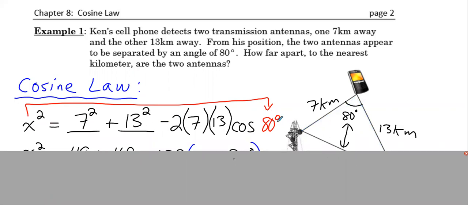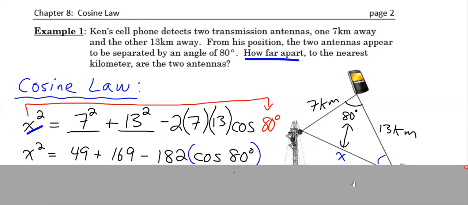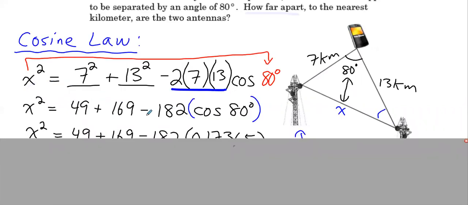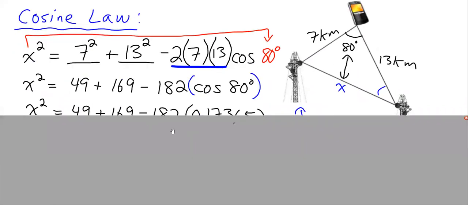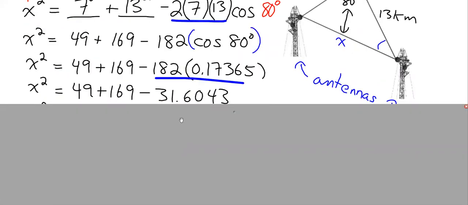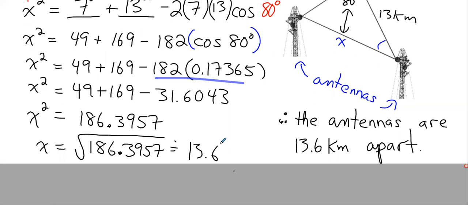So once you have all that set up, it's basically just using BEDMAS very carefully to be able to find x, because that's what we're looking for. How far apart, to the nearest kilometer, are the 2 antennas, and that's what the x represents in the diagram. So as long as you use BEDMAS very carefully, do the multiplication first, followed by the subtractions and the additions. That's what I'm showing you here in these steps. You get down to a value of x squared, and to find x, simply take the square root and get an approximate answer.